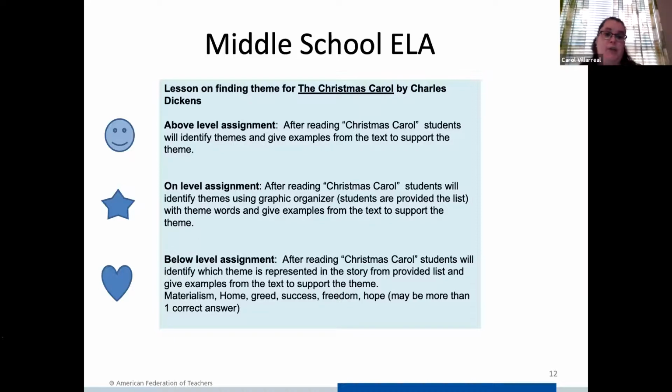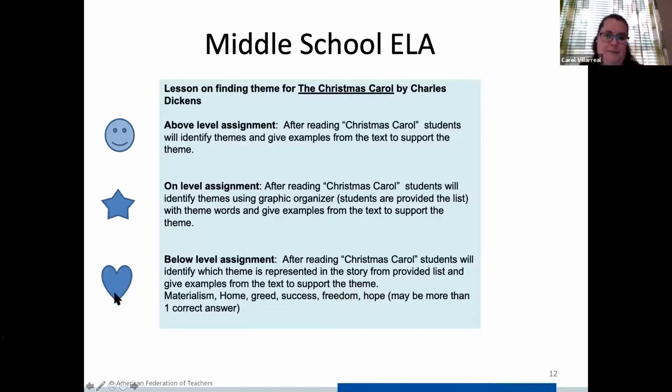So I would just tell them, okay, you're going to do the smiley face for this assignment, or you're going to do the star, or you're going to do the heart. And all they need to know is what the assignment is, not that it's a below level assignment, on level, or above level. So for this assignment, they're, sorry, I like Rebecca?